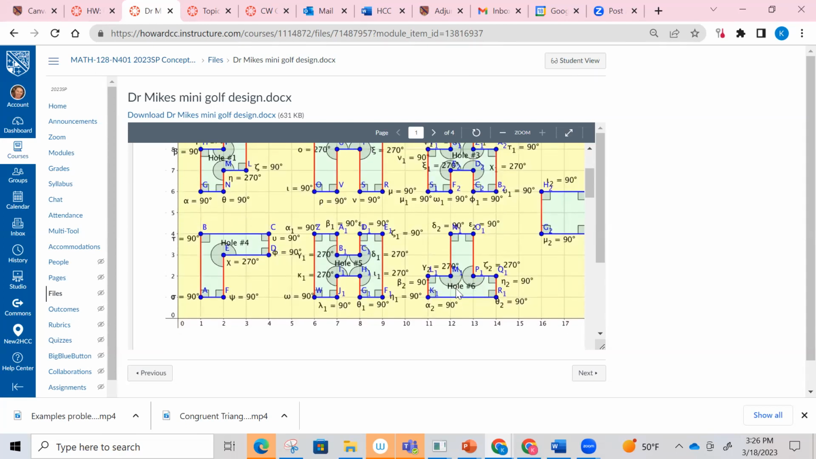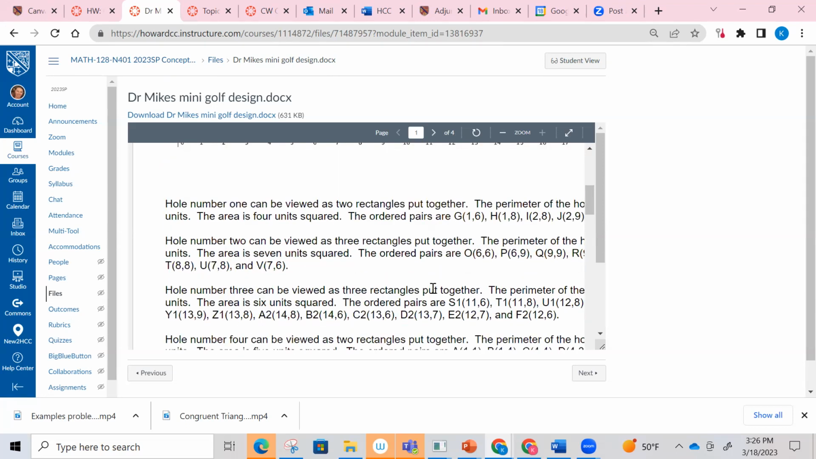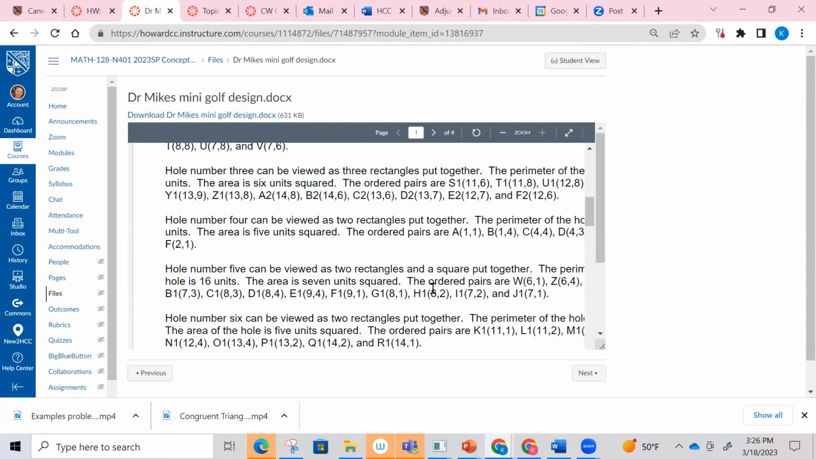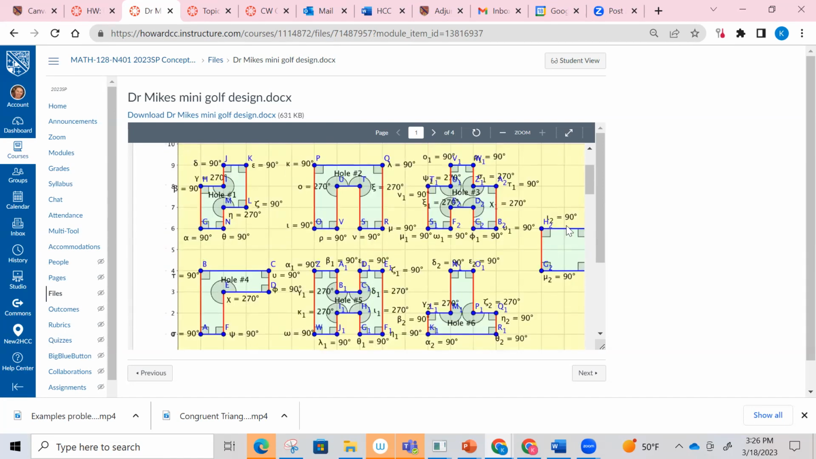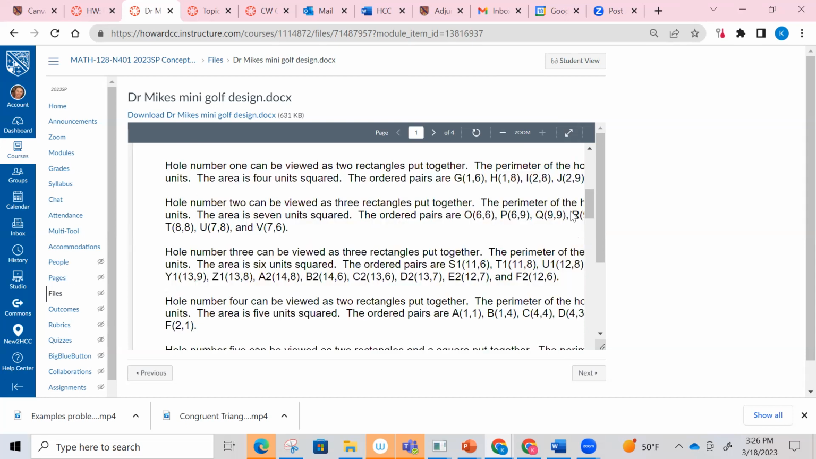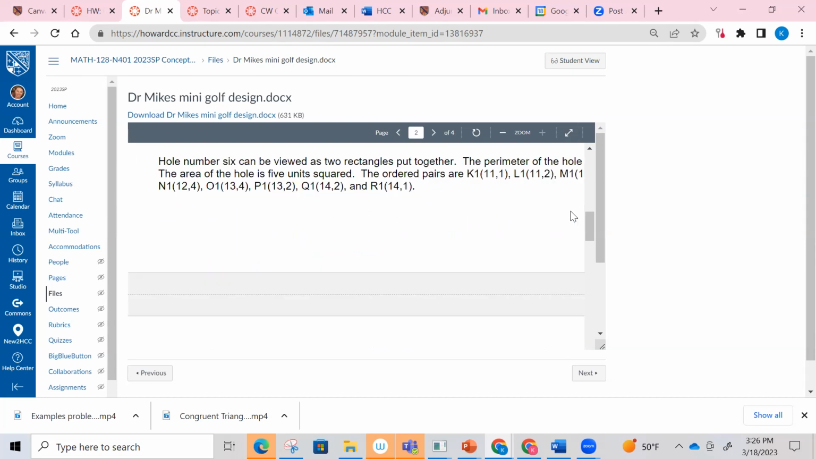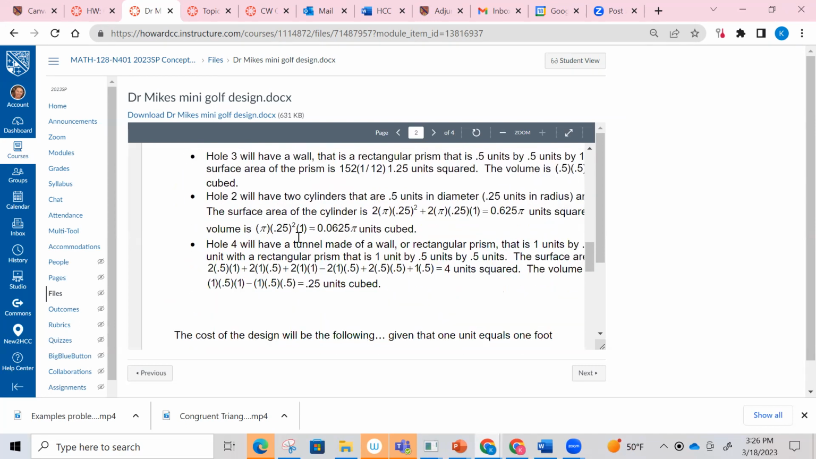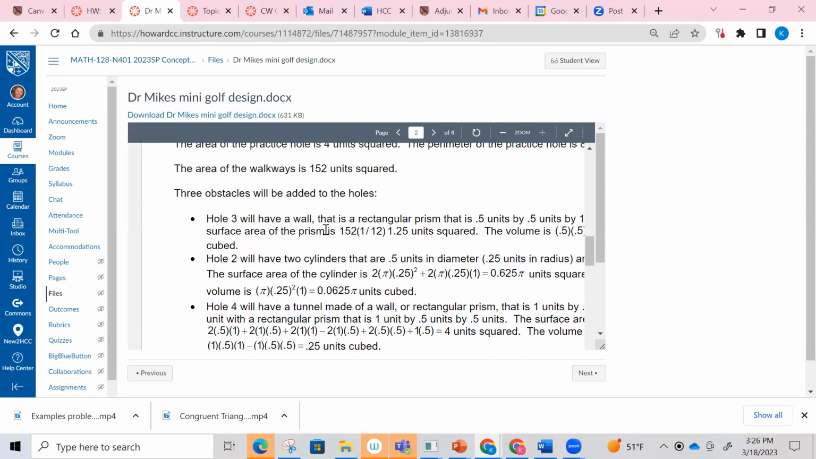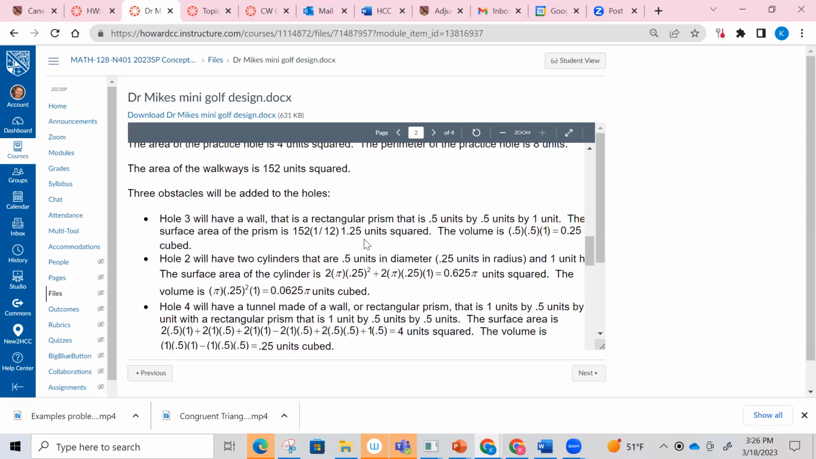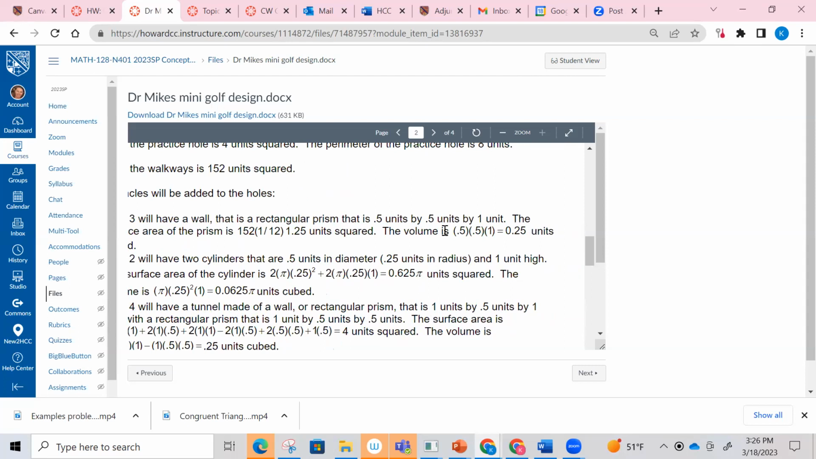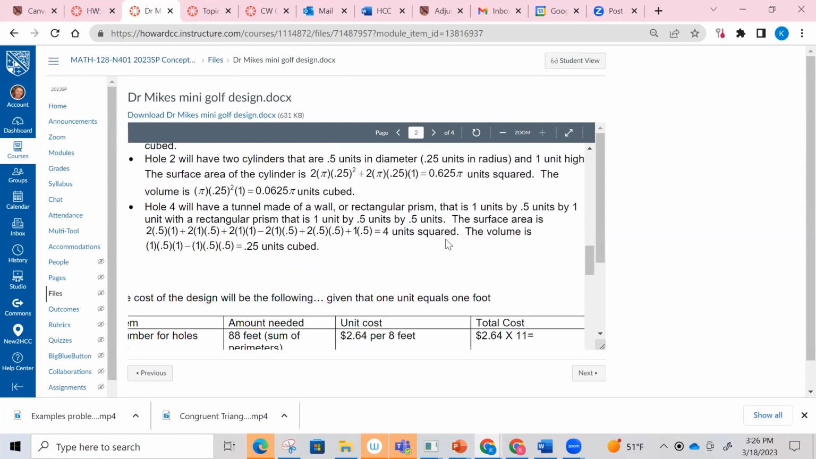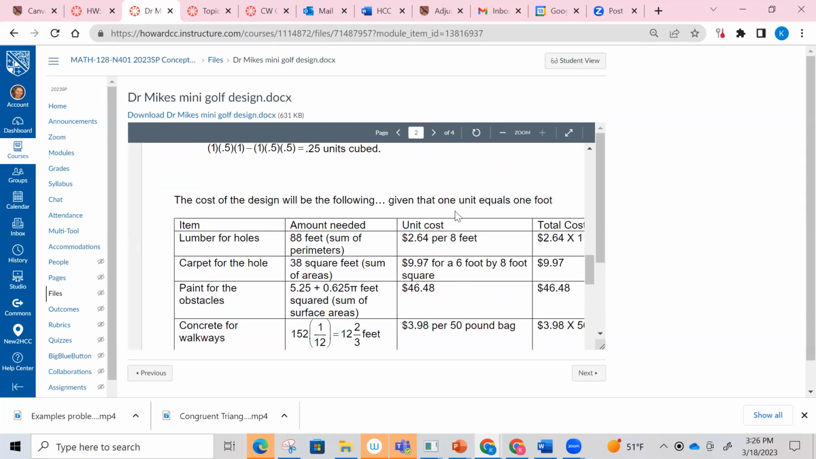So I would draw the walkways in. I think for them, the walkways is just all of this yellow is considered the walkways. And then they found the area of that walkways by counting how many squares there were. And then describe the obstacles. So describe what obstacles are there, and then you need to find the surface area for the obstacles, and then the volume is how much water is in the obstacle to ground it. And then this is the cost of design.